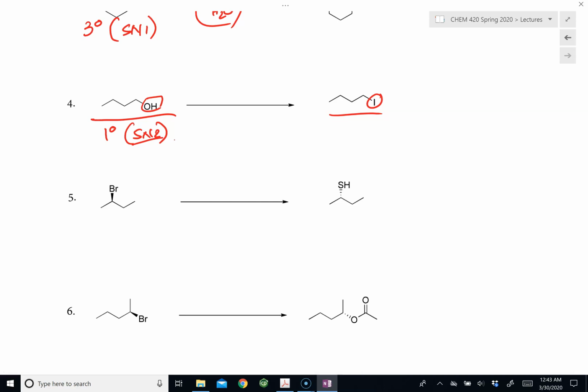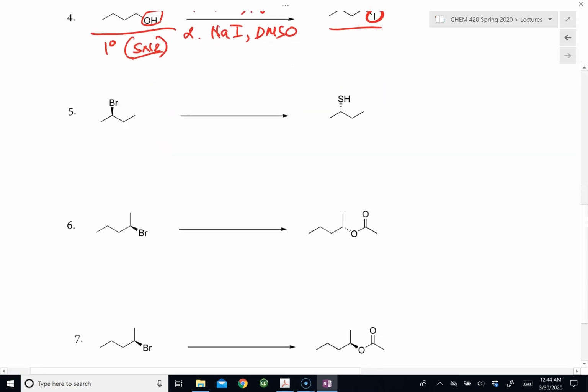So the steps would be as follows. First, convert the hydroxy group into a good leaving group to do SN2, and that can be done by reacting this with tosyl chloride in the presence of pyridine. And then next, we will add our nucleophile, the iodide. So we can use sodium iodide, where the iodide would be our nucleophile. And this is done in DMSO, a polar aprotic solvent. And that is how we will be able to accomplish this transformation.